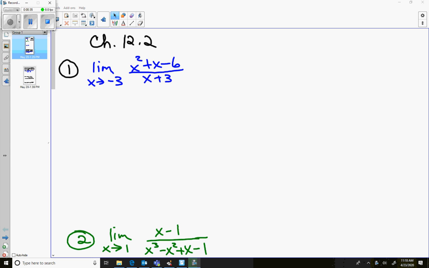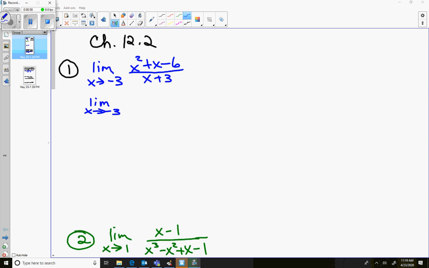So just simply plugging in -3 everywhere you see an x is not acceptable. So we need a plan B. Well, plan B, factor. Do not lose the limit as x goes to -3. It's still part of the problem. We have not evaluated that yet.